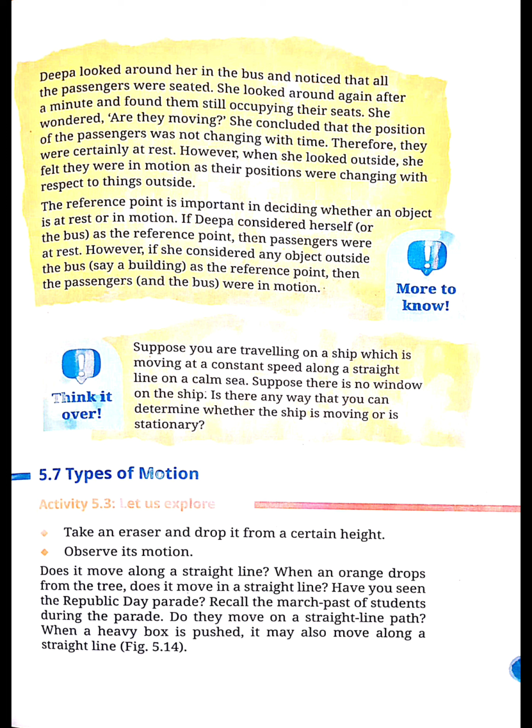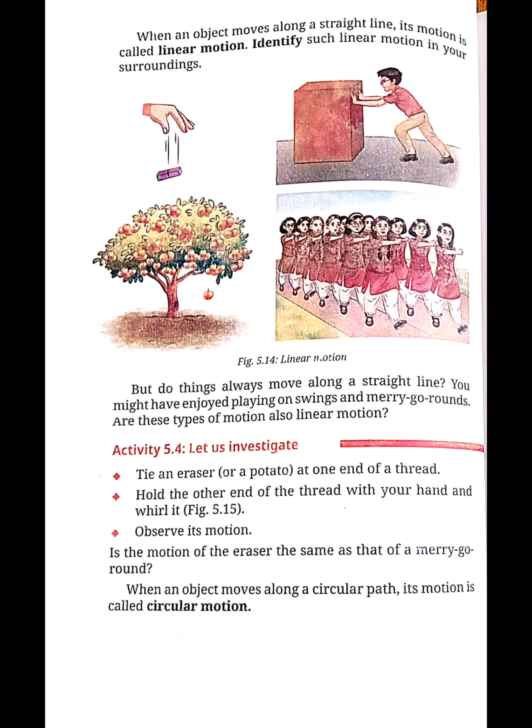Have you seen the Republic Day parade? Recall the march past of students during the parade. Do they move on a straight line path? When a heavy box is pushed, it may also move along a straight line. Figure 5.14. When an object moves along a straight line, its motion is called linear motion. Identify such linear motion in your surroundings. Figure 5.14 Linear motion.